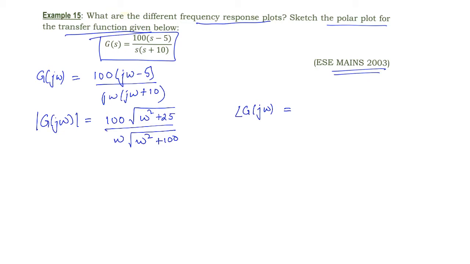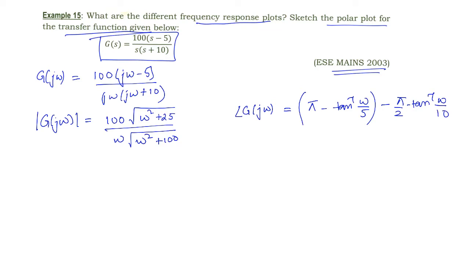In that case, what you should do is write pi minus tan inverse omega by 5. This is a very critical point. You can make a silly mistake of just writing minus tan inverse omega by 5. But that is the case for the imaginary part being negative. If the real part is negative, you have to write pi minus tan inverse omega by 5, minus pi by 2 minus tan inverse omega by 10.